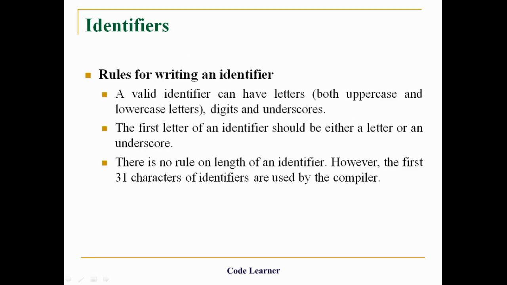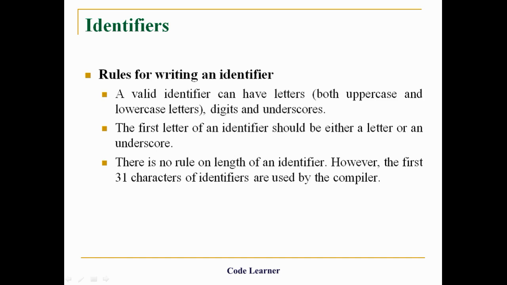Rules for writing an identifier. There are certain rules to be followed while creating an identifier. The first rule says that a valid identifier can have letters, digits, and underscores. For example, int salary or float salary. So this is a valid identifier. Another example is number1, number2. These are all valid identifiers.